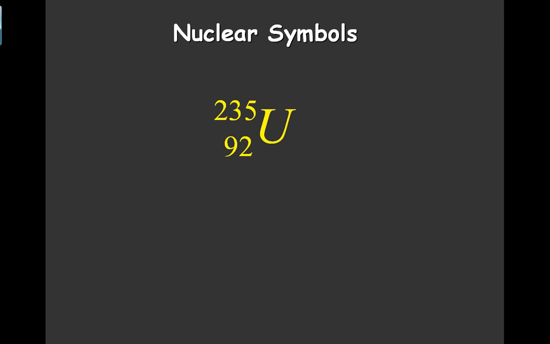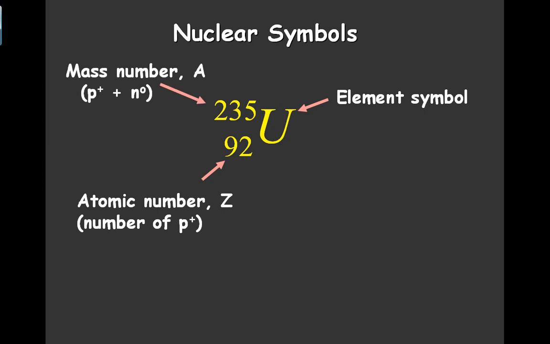Now, uranium is an element that has multiple isotopes. An isotope would be atoms of the same element that have a different number of neutrons, which means their mass number would be different. This particular uranium has a mass number of 235, and it has an atomic number of 92, and then the elemental symbol is U.